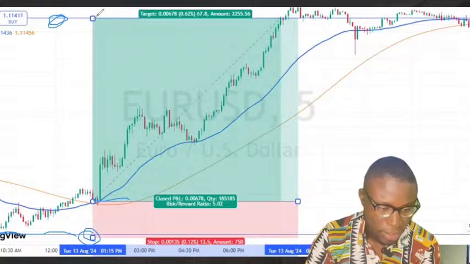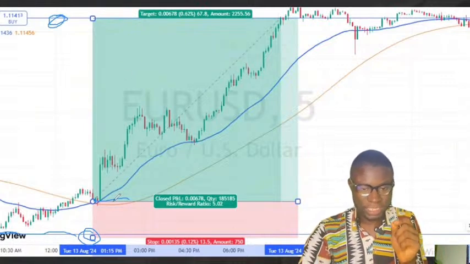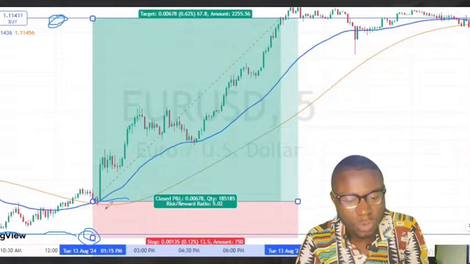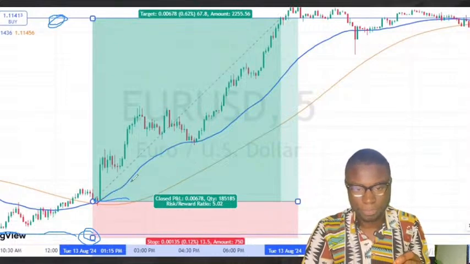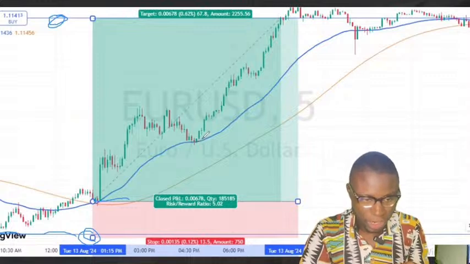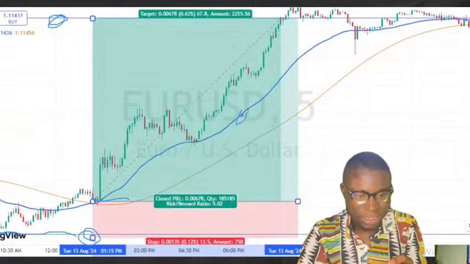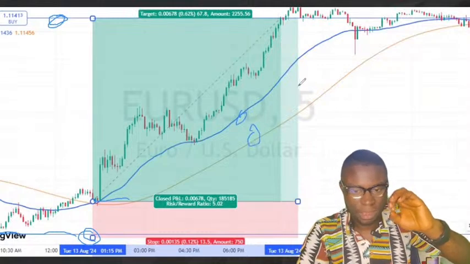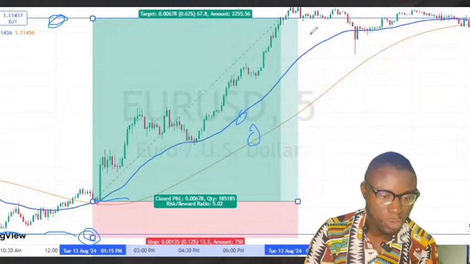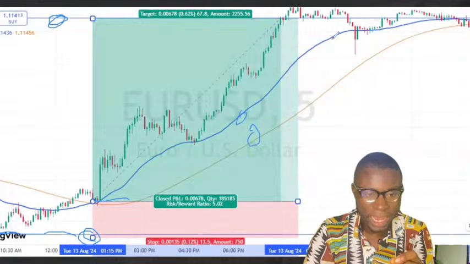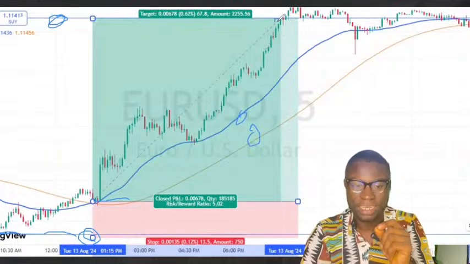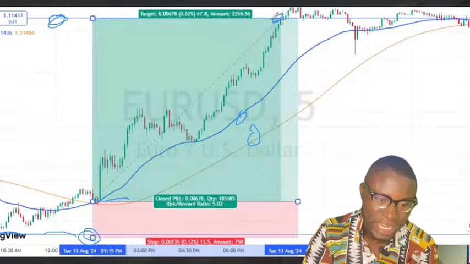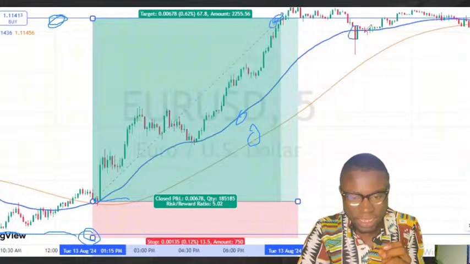When I placed my target here, I was also trailing the stop with my moving average. As you can see, price has been respecting the blue moving average and has been trading above both of them. So I allowed it to continue moving in my favor. I was just trailing it until price hit my take profit. If price didn't hit my take profit, I would have closed it around here.